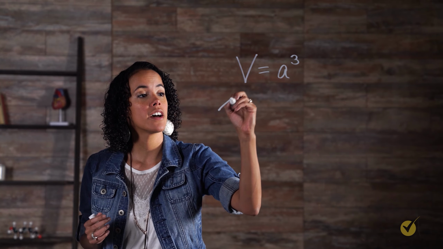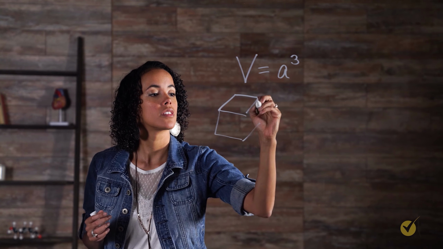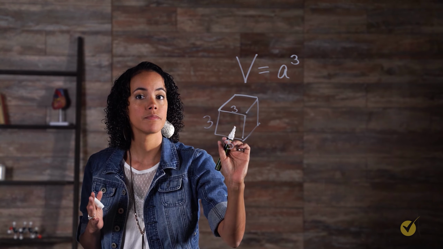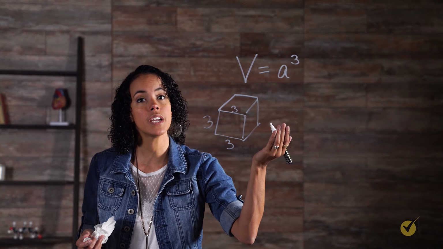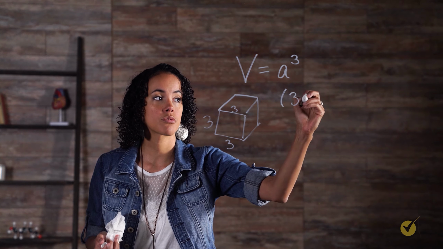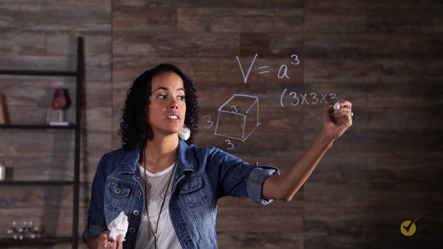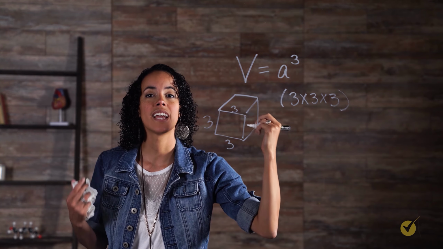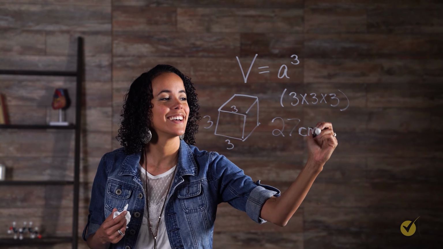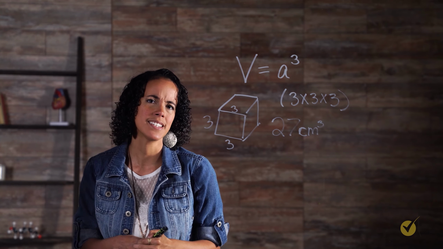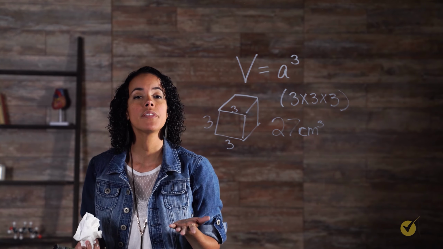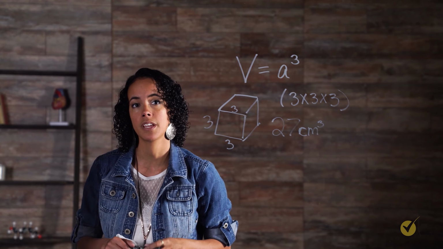If we measure the edges of this cube, we find that they are all 3 centimeters long. So to find the volume, we can substitute 3 for A in our formula. We raise it to the third power, which is 3 times 3 times 3, which gets us 27 cubic centimeters, which makes sense since we needed to use 27 of the little cubes to build our cube. Remember that it's very important to specify the units when giving our answer.